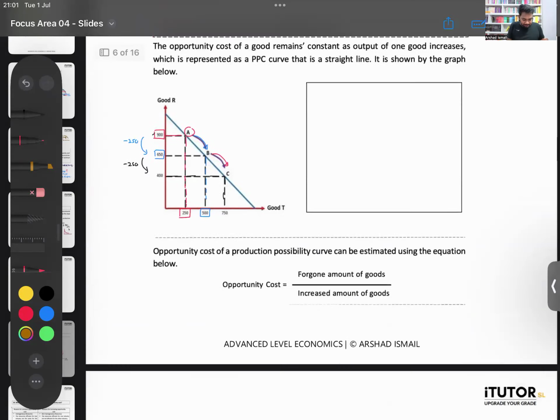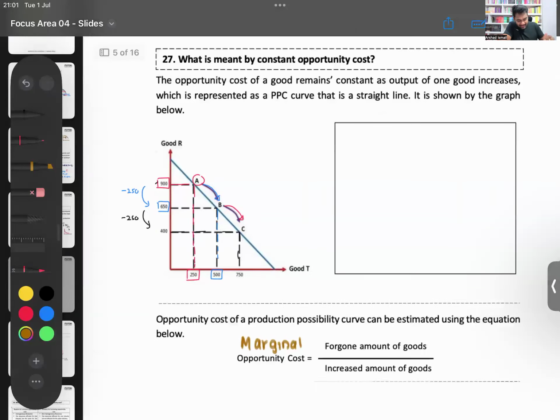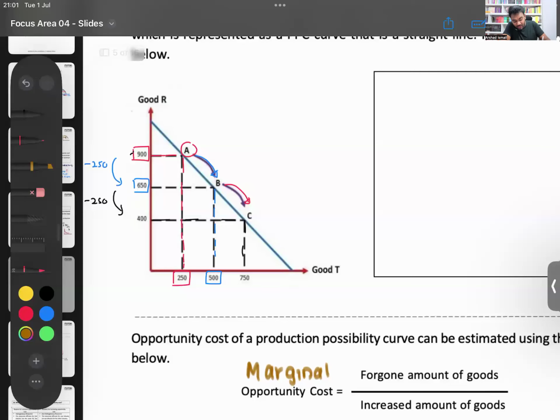Okay. So in this, I'm not going into too much detail, but if they ask you to calculate something called the marginal opportunity cost, what is marginal opportunity cost? Marginal opportunity cost is the opportunity cost of producing one extra unit. So here in this example, it's very easy. If they ask you, what is the marginal opportunity cost of moving from point A to point B?